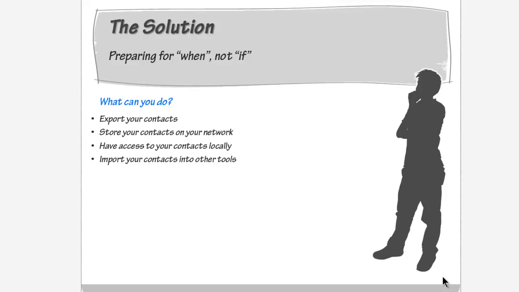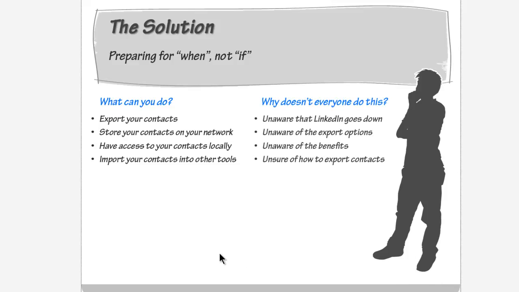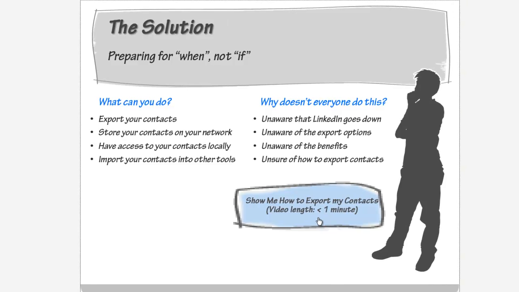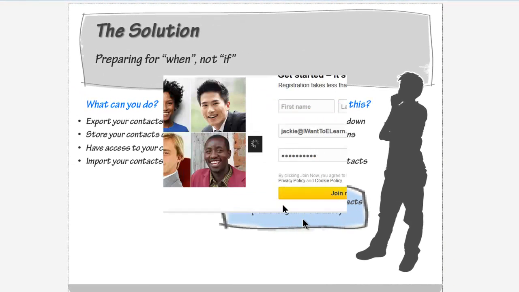You could export your contacts, store them, have access to them, and import them into other tools. Why doesn't everybody do this? Probably because they're not aware that this option exists, not sure how to do it. So here's a link that says show me how to export my contacts, and I'm going to let this play through. It's about a minute long.